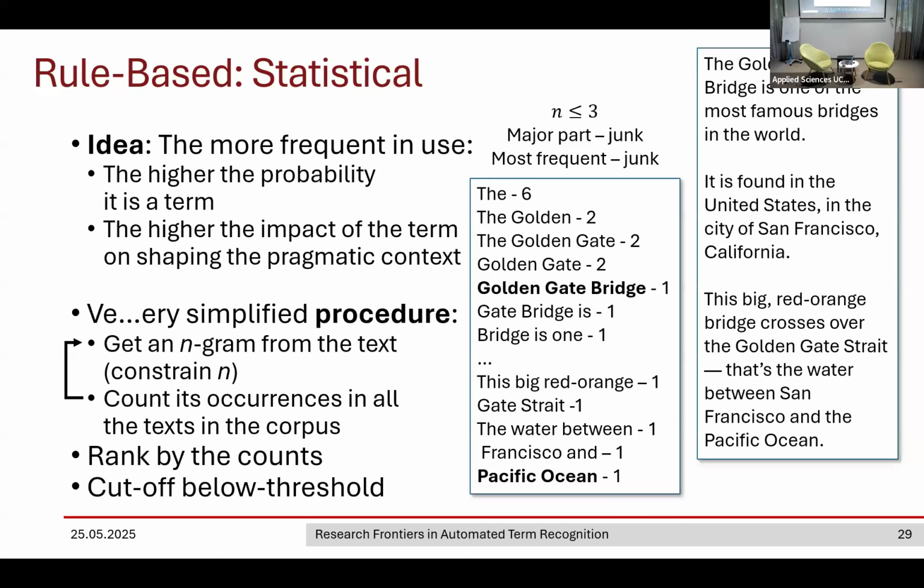So a very simplified procedure for the statistical family of methods is you just get an n-gram from the text, and then you may wish to constrain this n to 3 or 4 or 2 or whatever, depending on the specificity of your domain. And then you count its occurrences in all the texts in the corpus. And then when you have done that, you rank the bag of terms and get the list of ranked terms. And then you cut off below the threshold. A good question is, what is the threshold and what is the rationale to choose it?